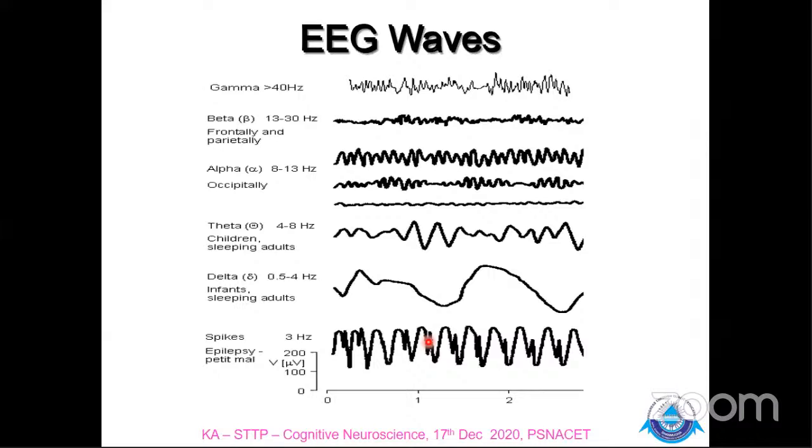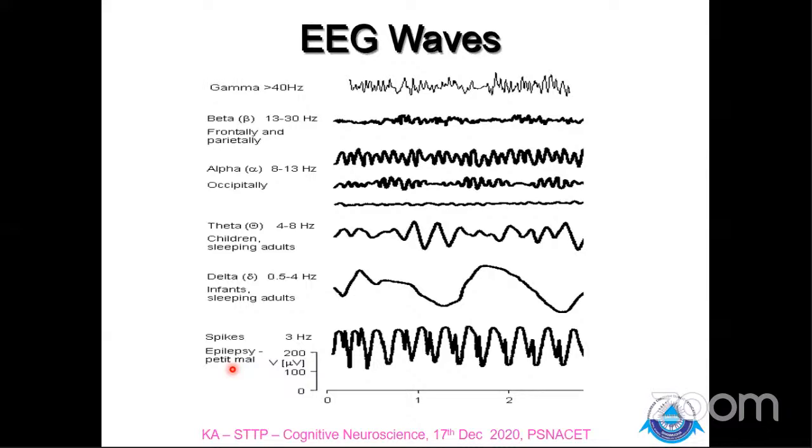If you record from calm, relaxed people, alpha is dominant. The remaining rhythms are there, but one rhythm is dominant. The rhythms are separated depending upon frequency. Gamma is greater than 40 Hz, beta is 13 to 30 Hz, and alpha is mainly dominant in the occipital lobe, the vision lobe. Theta and delta rhythms, spikes, appear in epilepsy and seizure.